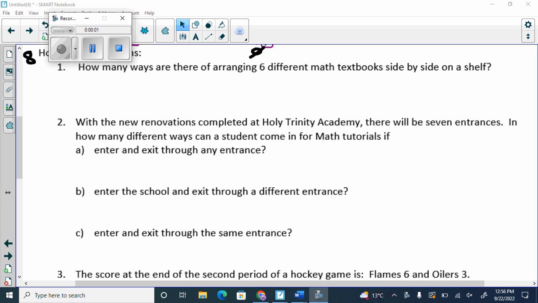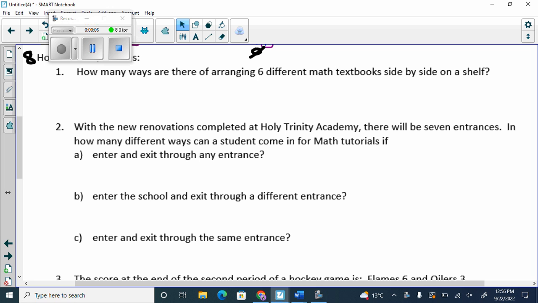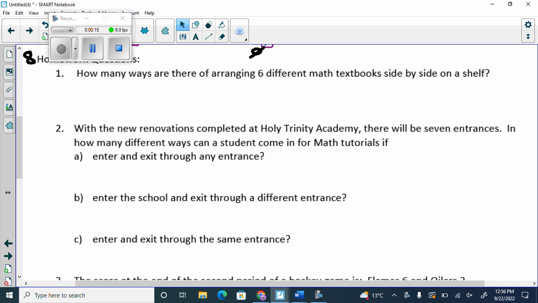You arrange 6 books on a shelf. Now remember, here are my 6 books that I can arrange on a shelf. I have 6 papers up here that are counting my 6 books. I have a paper that's numbered 1, a paper that's numbered 2, 3, 4, 5, 6. Here are my 6 textbooks. We agree? Now I need to arrange them on a shelf.